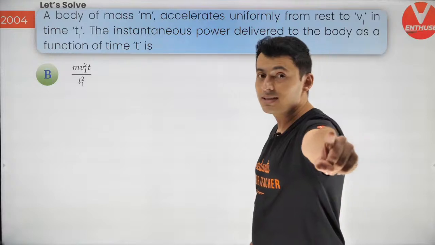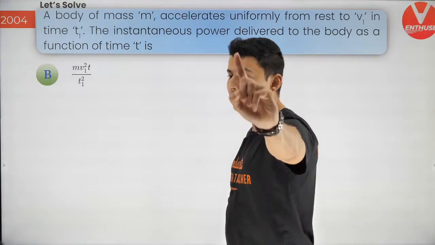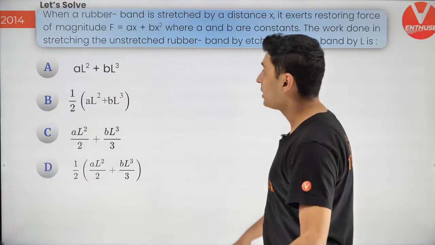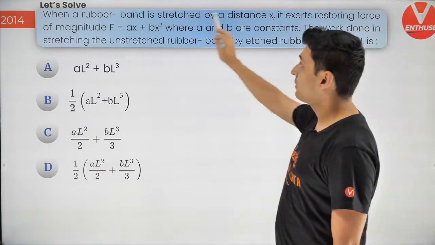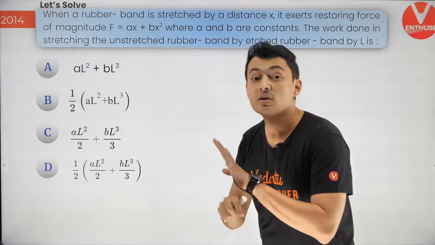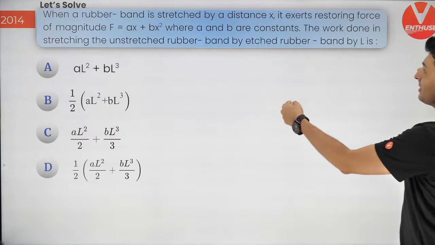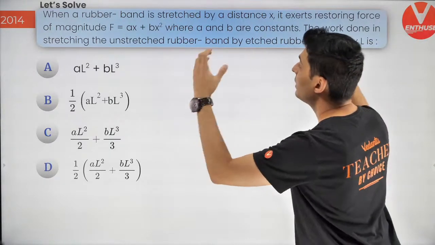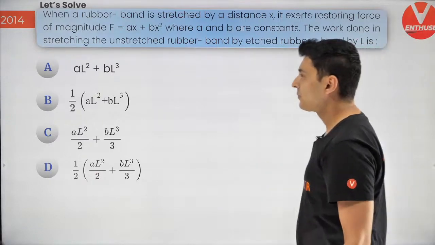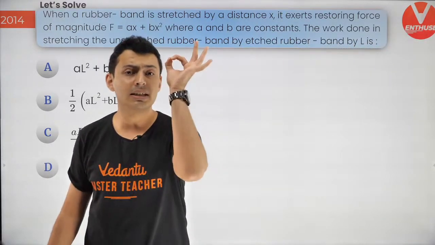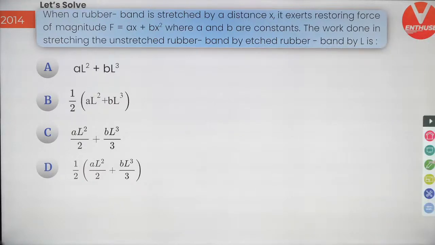2004 question. These kinds of questions come directly formula based, simple questions, not so difficult, and can be solved in under 1 minute. Very good. Next question, 2014 question. When a rubber band is stretched, the restraining force is not kx. It's something like ax plus bx squared, where a and b are some constants. What is the work done to make it from unstretched to stretched rubber band? These questions have to be done within 10 to 30 seconds, not more than that. Let's see how many of you can do this.